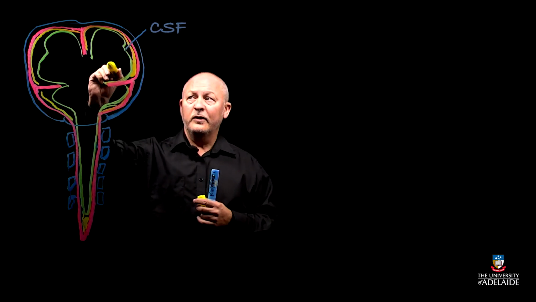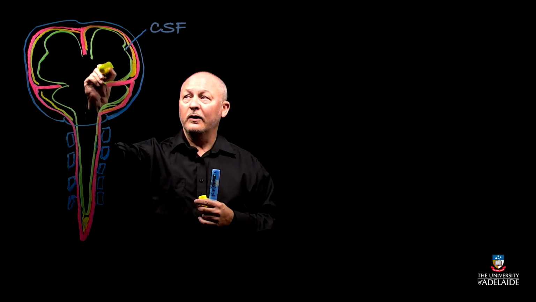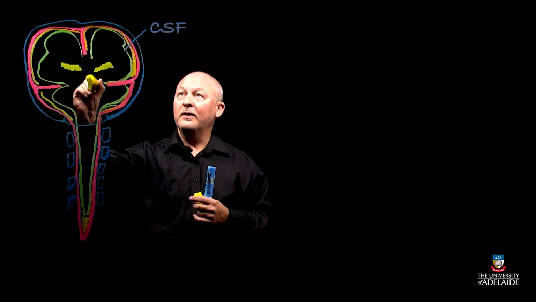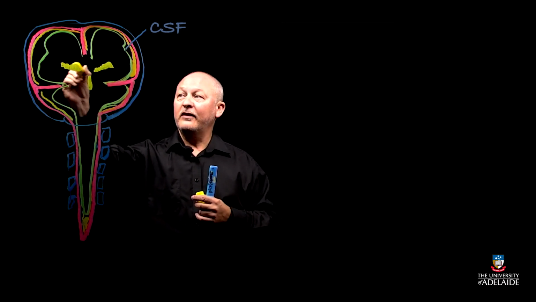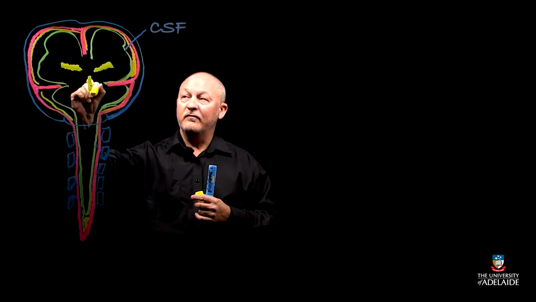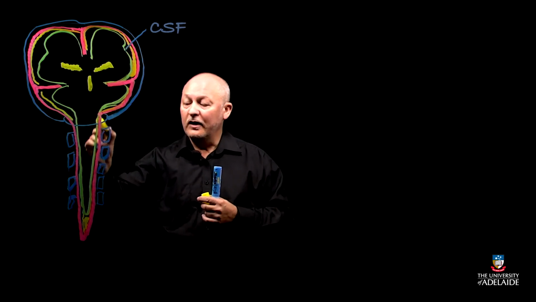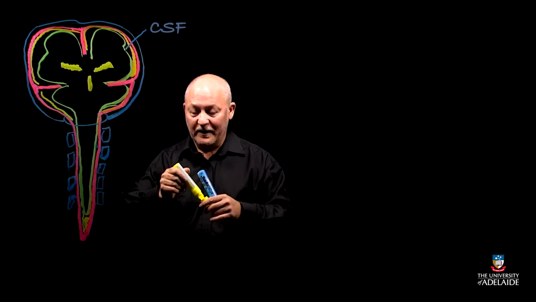There's also some fluid right in the center of the brain as well, about here and a bit in the middle. So we've got some CSF floating around inside the brain. Eventually it is secreted onto the outside of the brain and it flows all the way around here.